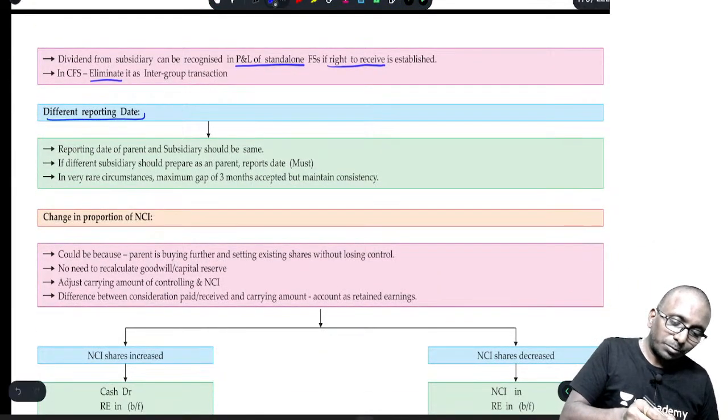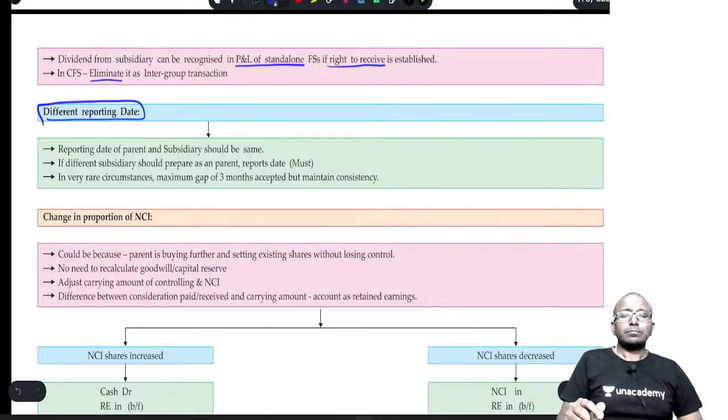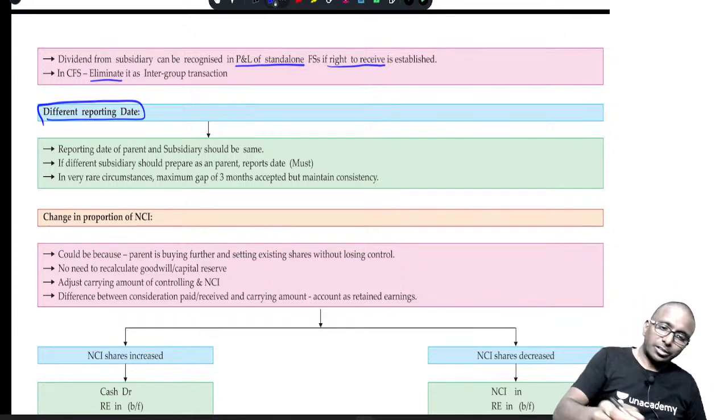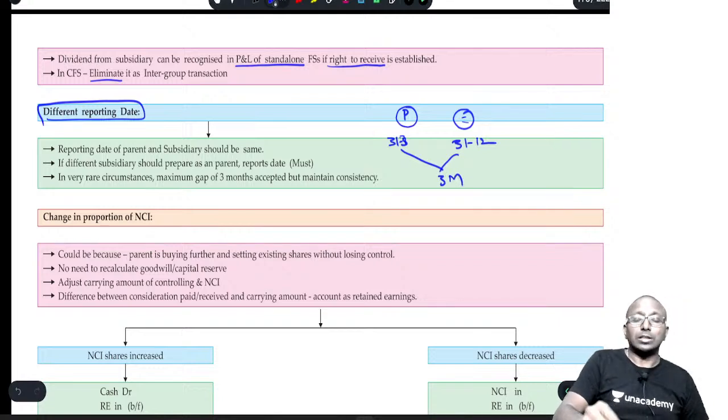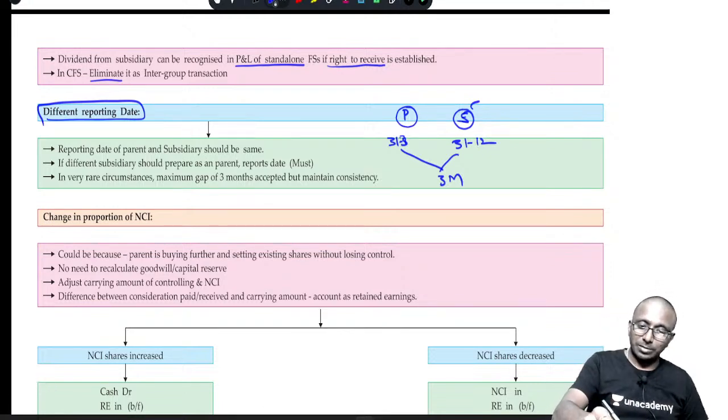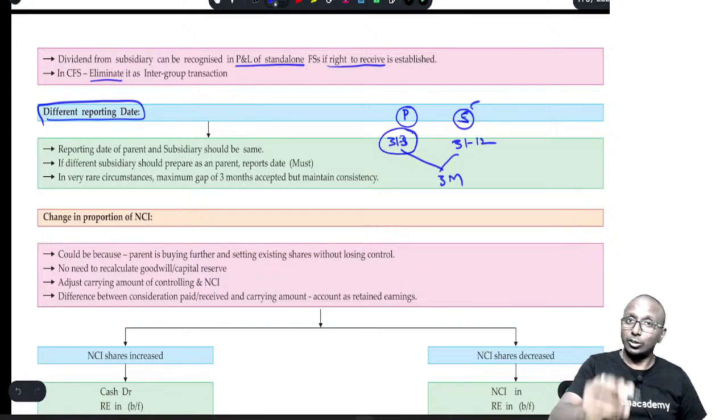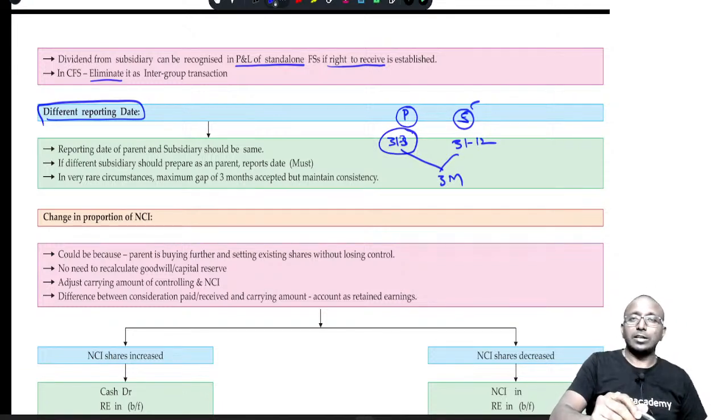Different reporting period. What is a different reporting period? The parent company prepares financial statements on 31st March, for example, but the subsidiary company prepares on 31st December. There is a gap of 3 months. Strictly speaking, you must ask the subsidiary company to prepare financial statements as on the parent company's balance sheet date, and based on those financial statements you are supposed to prepare the consolidated financial statements.